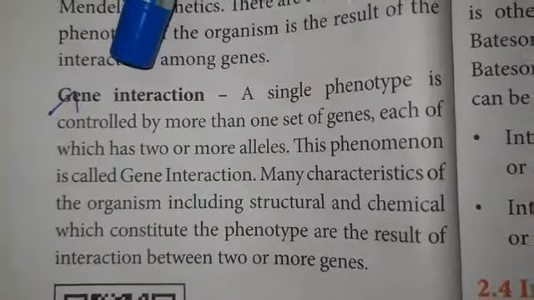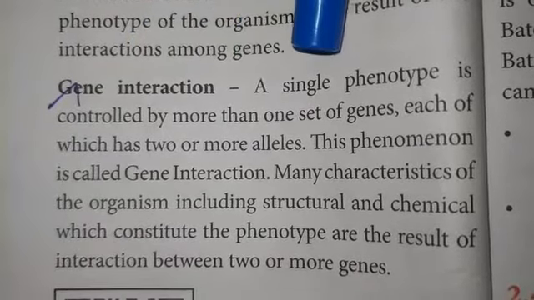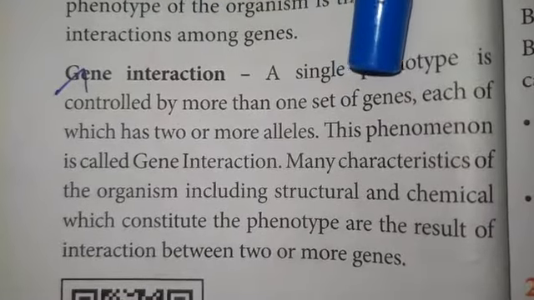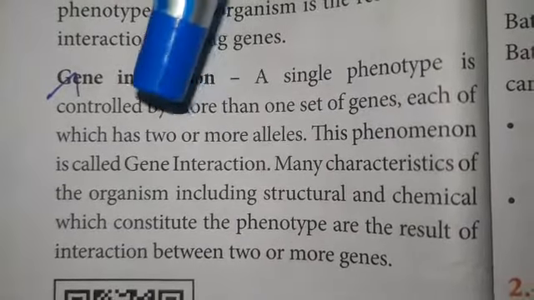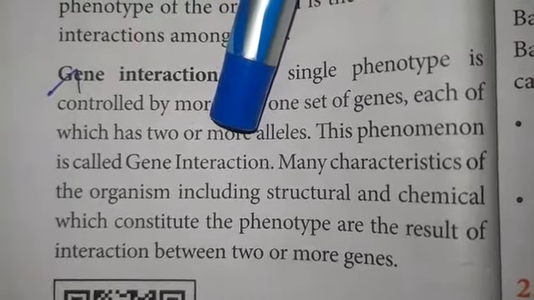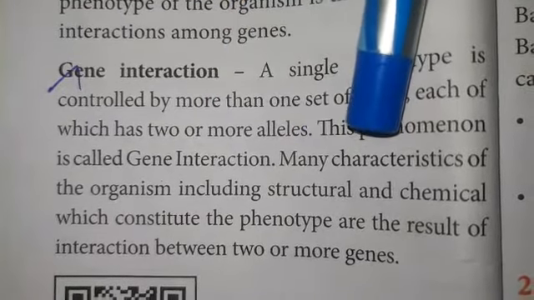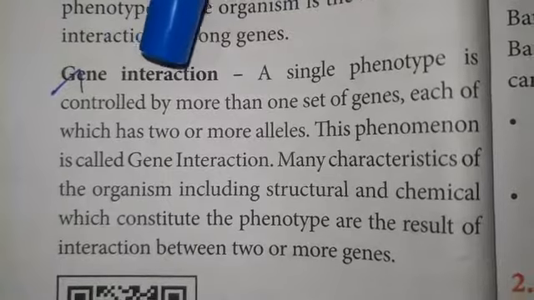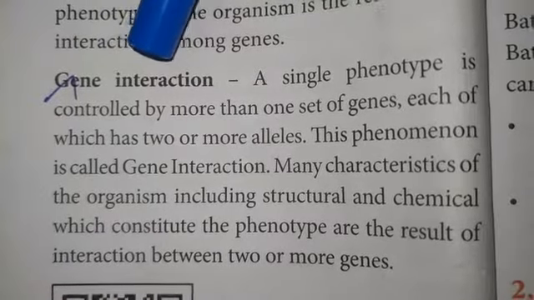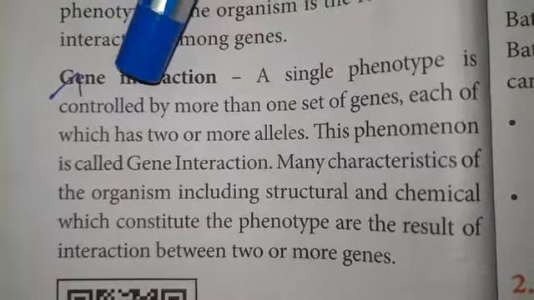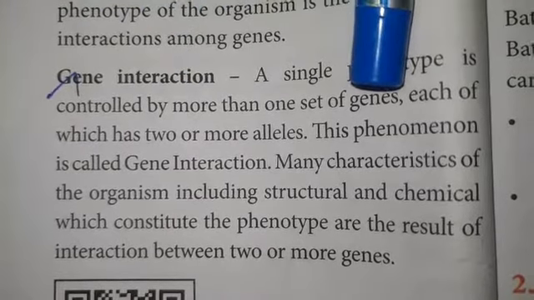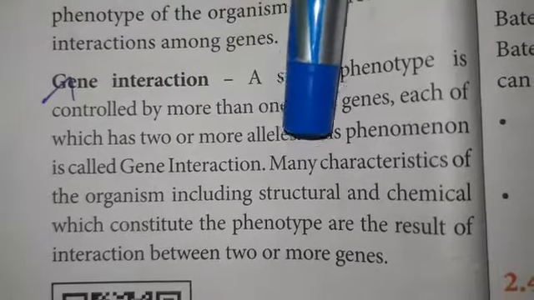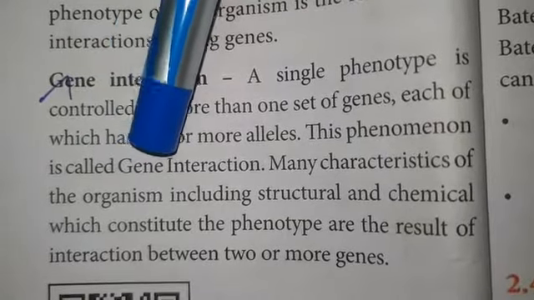The next topic is gene interaction. In gene interaction, a single phenotype, that is, morphological appearance, is controlled by more than one set of genes, each of which contains two or more alleles. This phenomenon is called gene interaction. According to Mendel, a single character is controlled by a single gene, but in gene interaction, a single phenotype is controlled by more than one set of genes, each of which has two or more alleles.